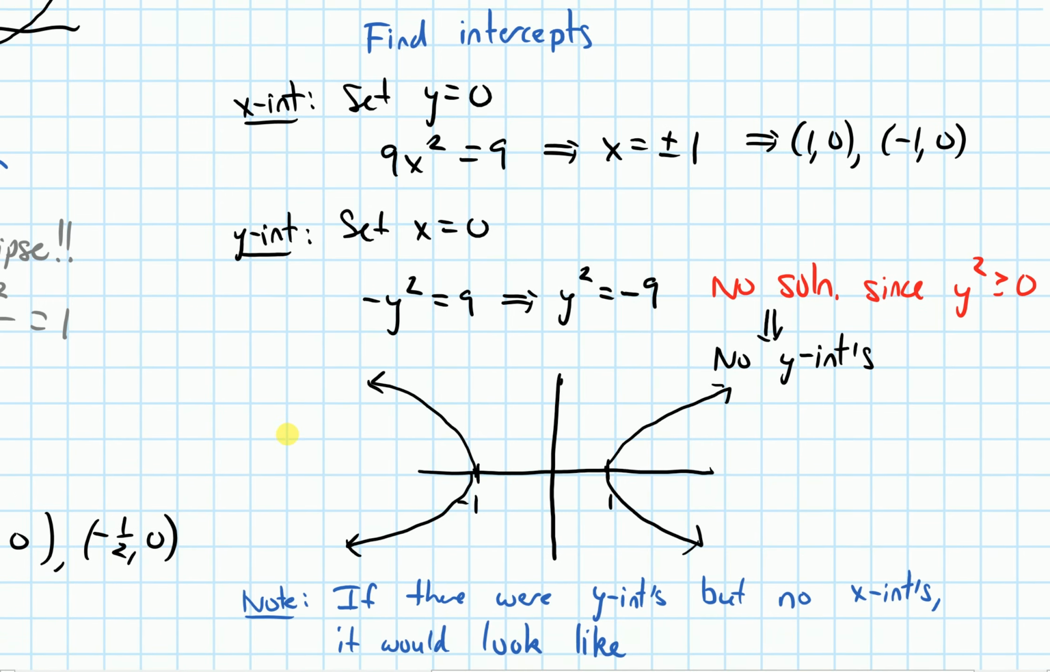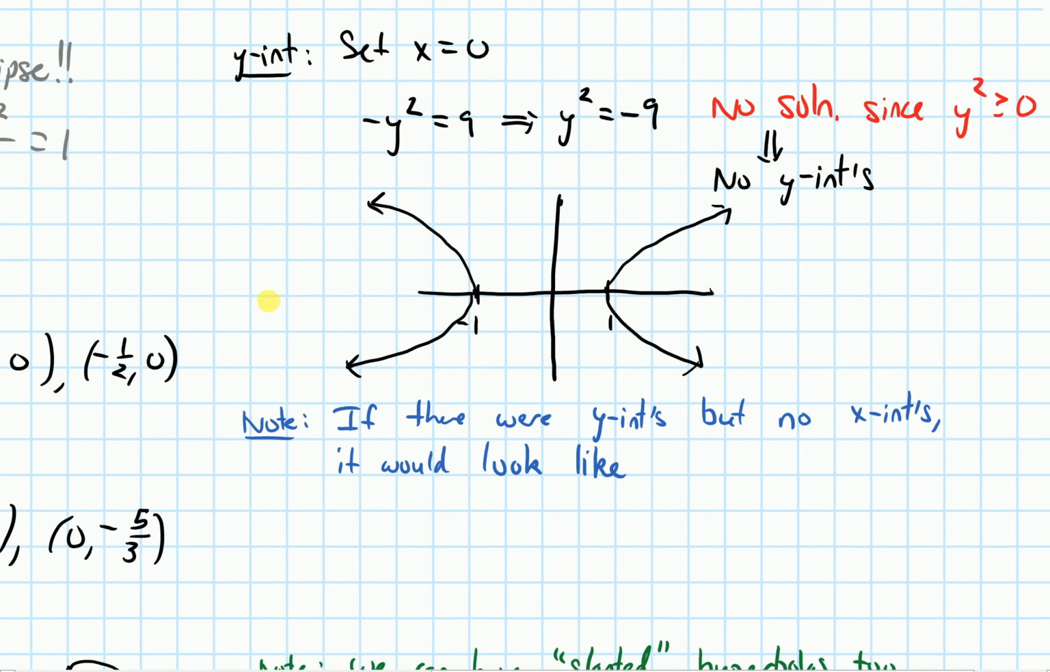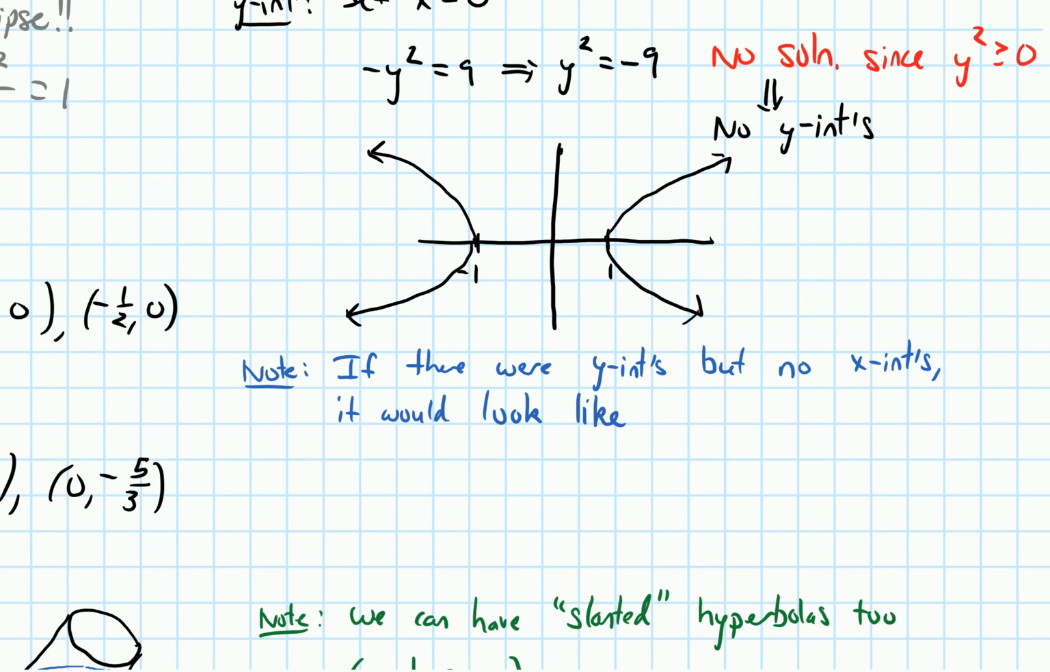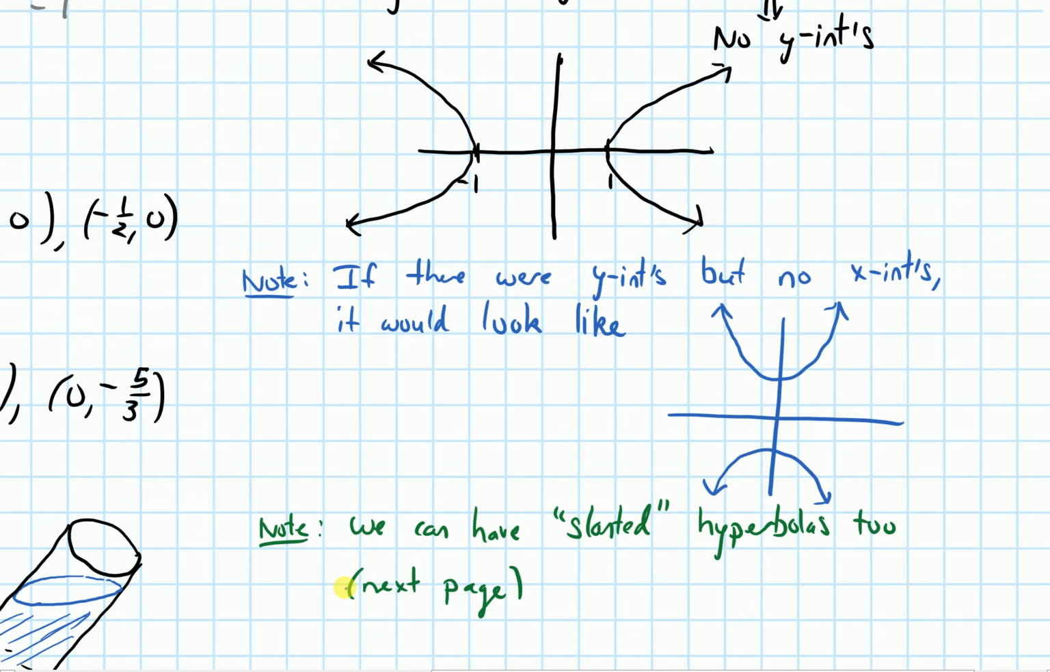If we had tried to find these intercepts, and there were y-intercepts but no x-intercepts, what that would have looked like is, if I draw some axes, a hyperbola like this. This one has y-intercepts but no x-intercepts. It would have looked sort of vertical like this. We could also have slanted hyperbolas as well, and let's do an example of some of those, because there are some really common slanted hyperbolas.